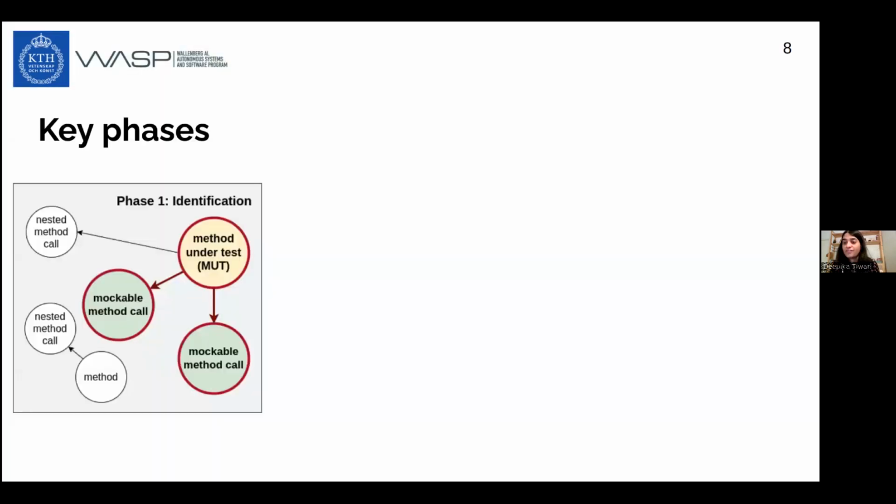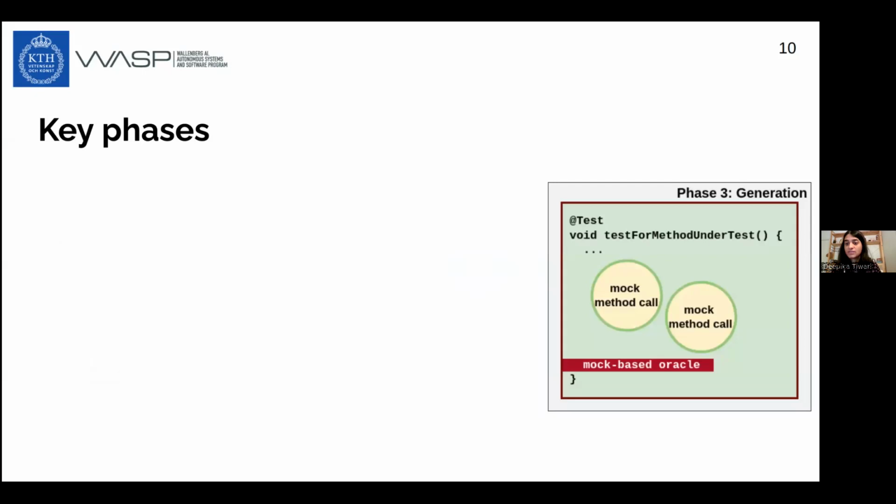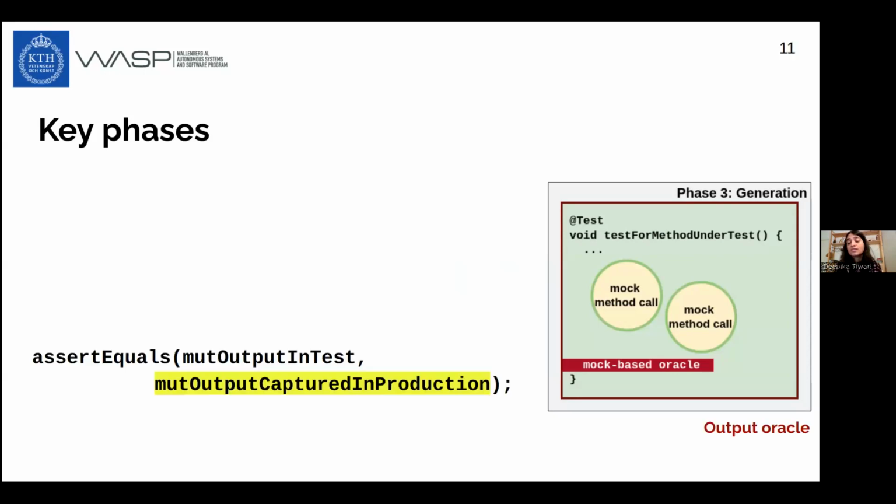RIC operates in three phases. In the first phase, it identifies MUTs and mockable method calls within the application. Then, while the application is executing in production, RIC monitors the invocations of MUTs and mockable method calls, and corresponding to these invocations, RIC collects some data. And then in the last phase, RIC generates unit tests with this data, and these unit tests have mocks, stubs, and mock-based oracles.